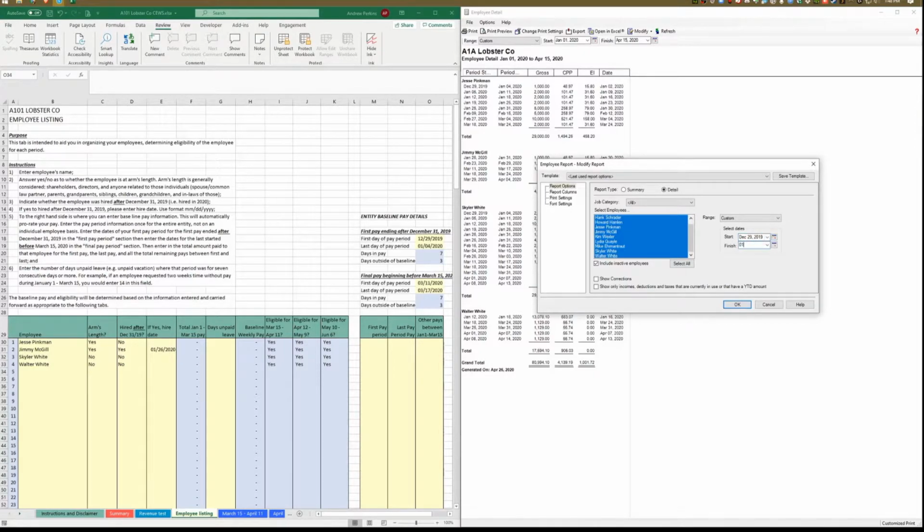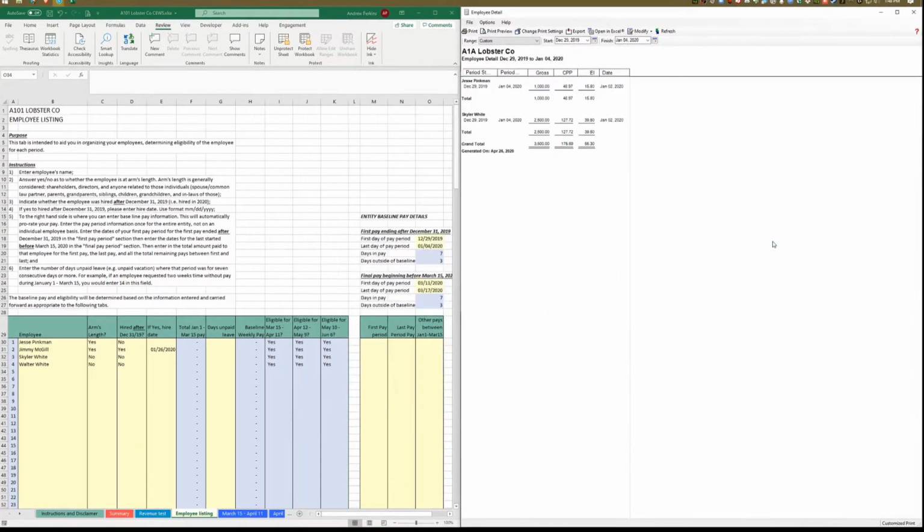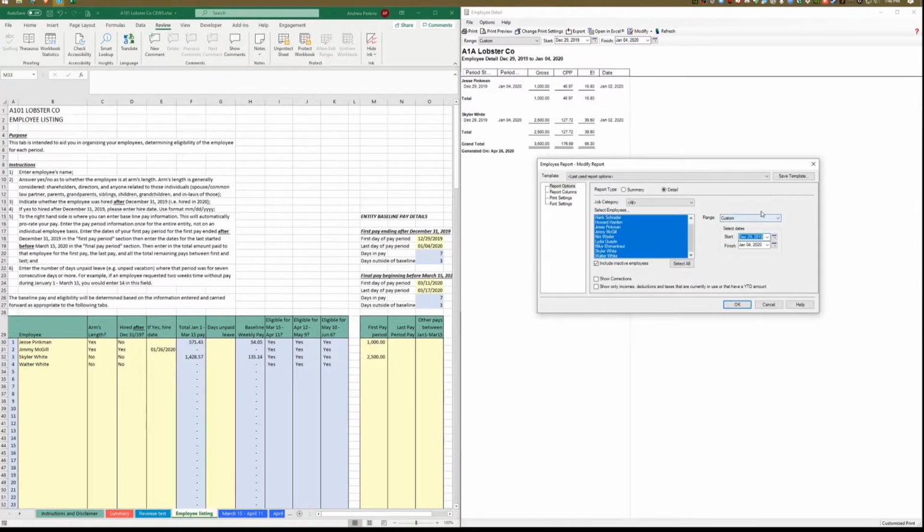12/29/19 to 01/04/20. And we see that we only have 2 people that got paid during this period. Jesse was paid $1,000. Skylar was paid $2,500. We're now going to repeat the process for our final pay period.